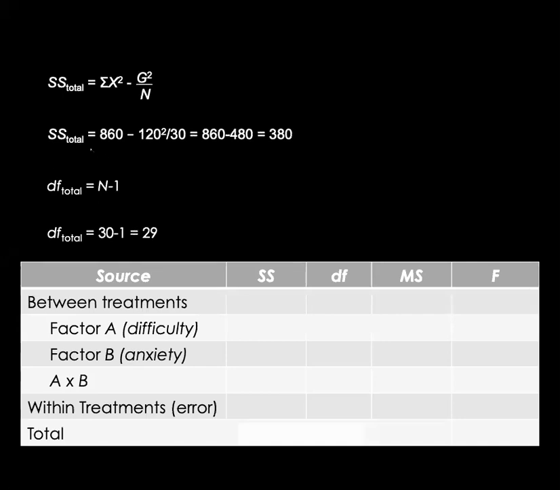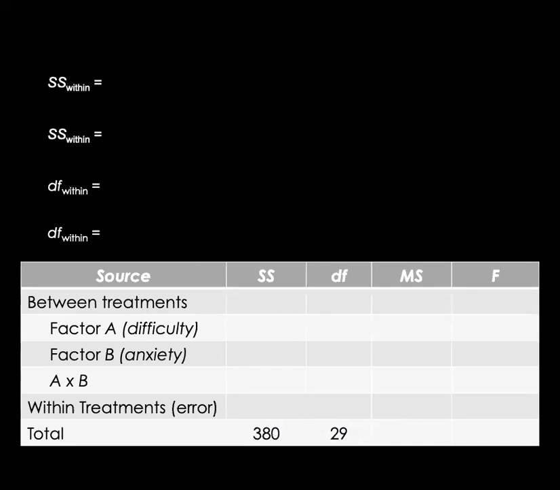So I compute sum of squares total, I get 380. The degrees of freedom total is the big N minus 1. So there's 30 minus 1 is 29. And so those values go down here under total, sum of squares, and degrees of freedom.